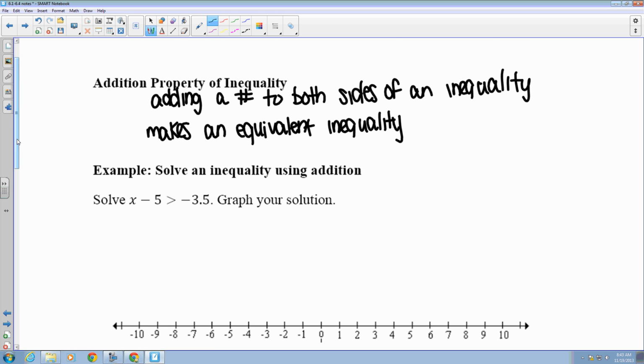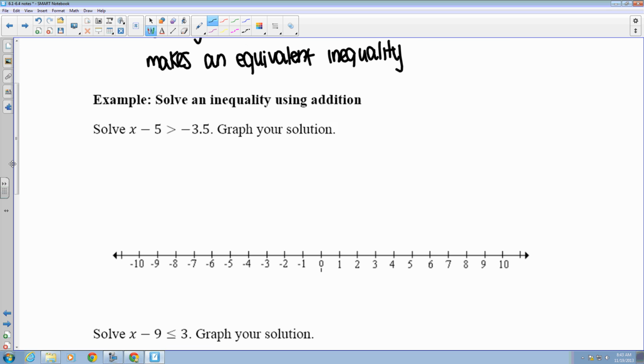Okay, so solve this inequality and graph your solution. So we have x minus 5 is greater than -3.5, so we have to add 5 to both sides to get that x alone, just like we would have to with equations. Then graph your solution, find 1.5. It's everything greater than that.